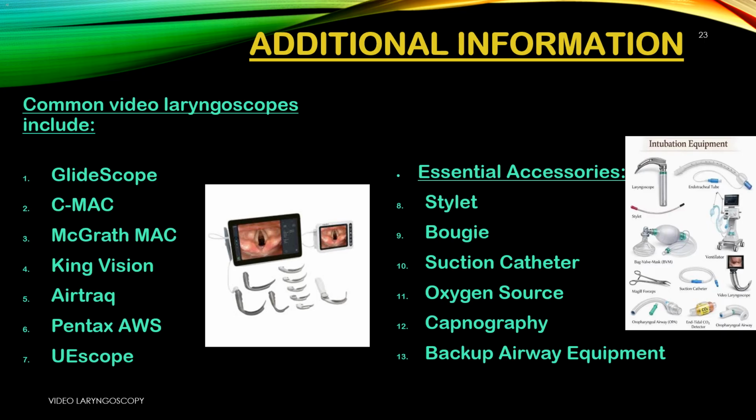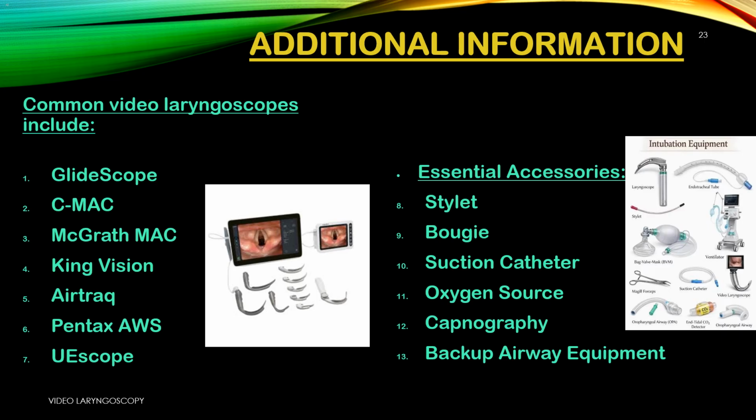Essential accessories. 8. Stylet. Shapes the endotracheal tube to match the blade curve. Helps get the tube into the glottis. 9. Bougie. Thin flexible introducer. Used to find the trachea first, then railroad the tube over it. 10. Suction catheter. Clears blood, saliva, and secretions. Keeps the camera lens and airway clear.